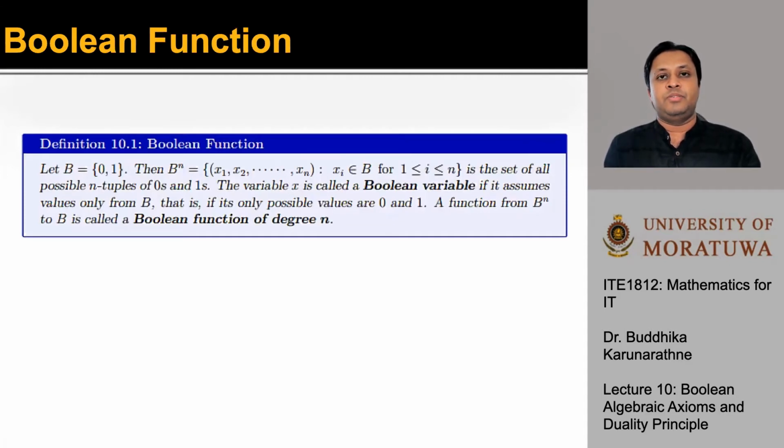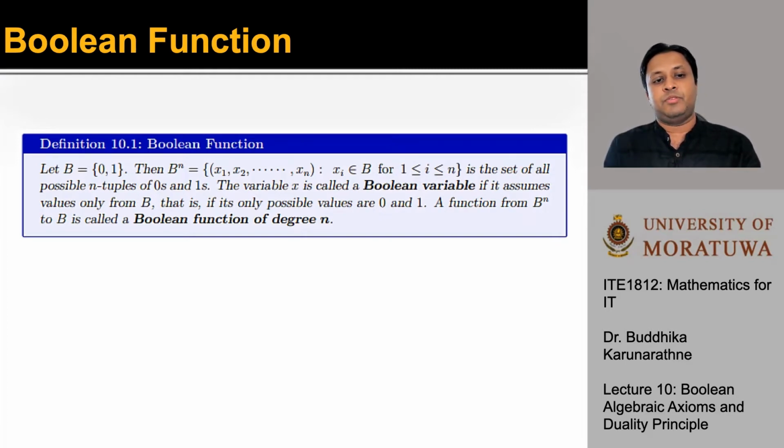Right, so let's introduce the formal definition of a Boolean function. We can identify the set B, which includes 0 and 1. Then we can define B to the power n, which may include values x1, x2, up until xn, where all the x values are in B and the i value can range from 1 to n. So it is the set of all possible n-tuples of zeros and ones, all the possible combinations. The variable x in this case is called a Boolean variable if it assumes values only from B, that is, its only possible values are 0 and 1.